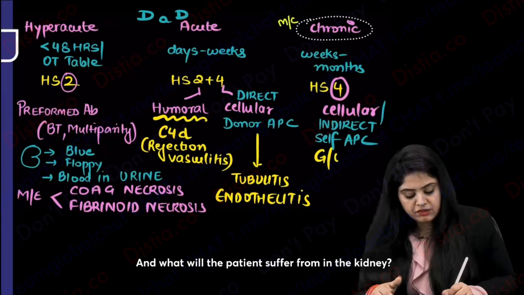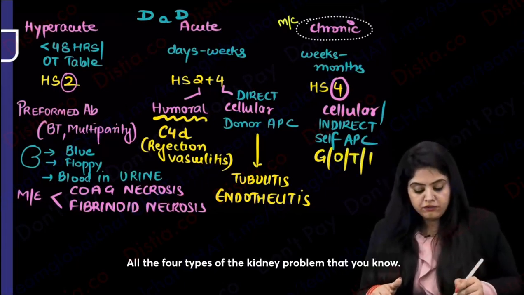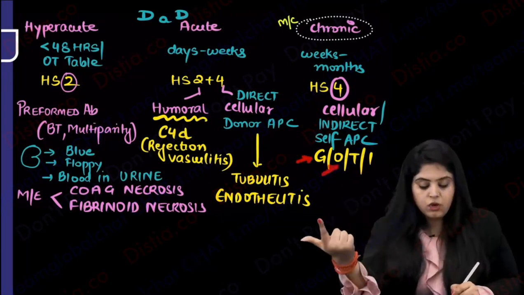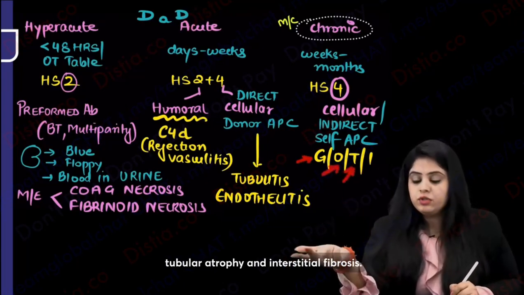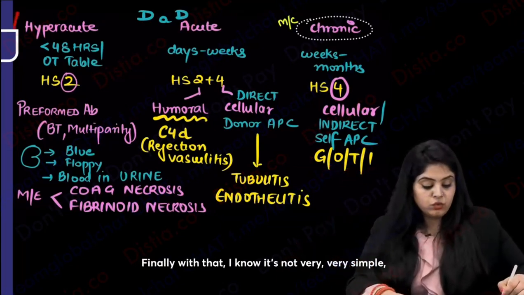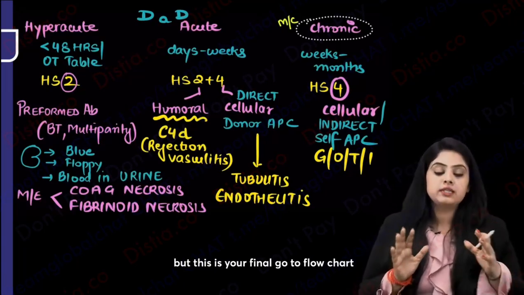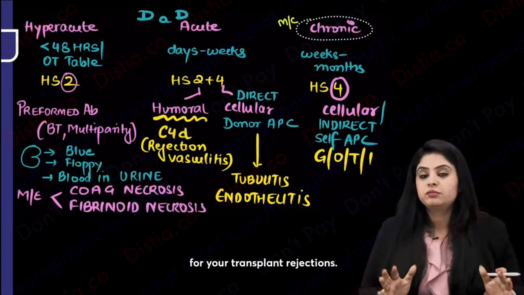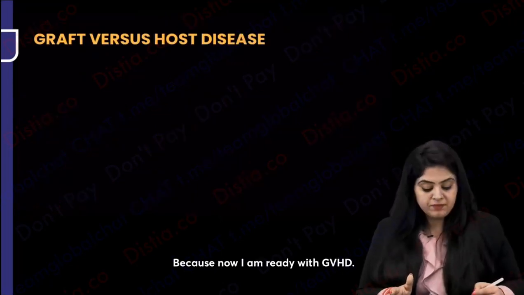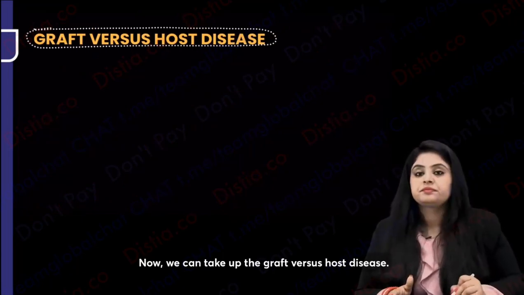And what will the patient suffer from in the kidney? The kidney is going to have GOTI. What is GOTI? All the 4 types of kidney problems that you know: glomerular basement membrane duplication, obliteration of the blood vessels, tubular atrophy, and interstitial fibrosis. Finally, with that, I know it's not very simple, but this is your final go-to flowchart that I have made for all of you for your transplant rejections, only transplant rejections, because now I am ready with GVHD. Now we can take up graft versus host disease.